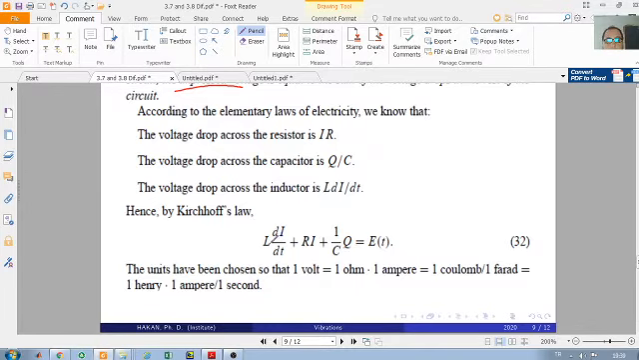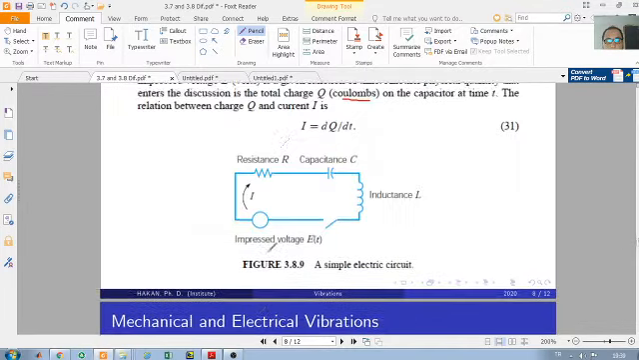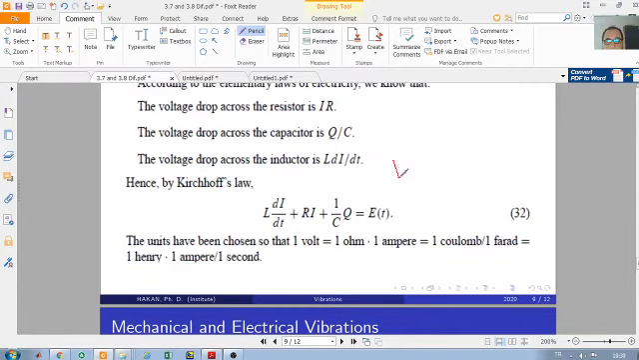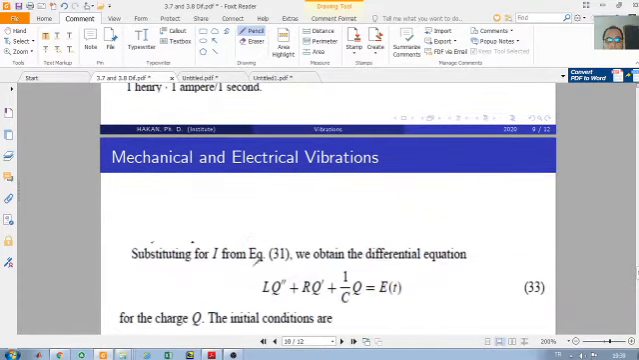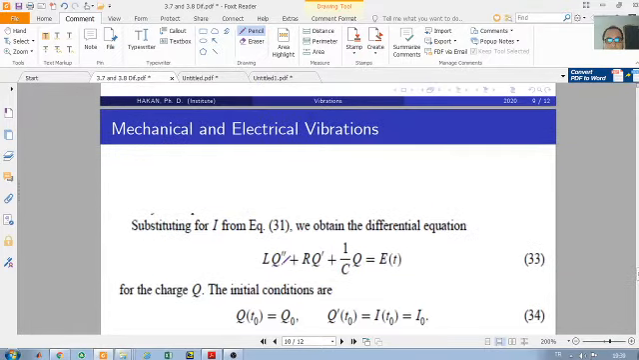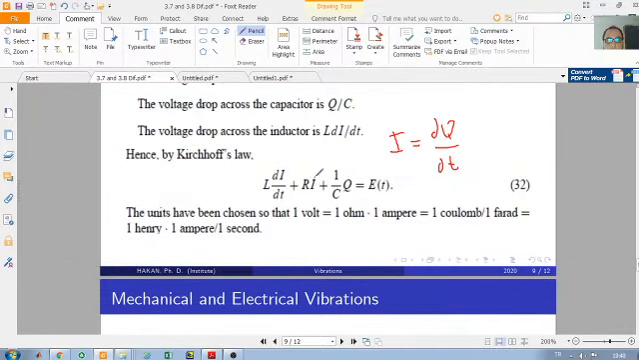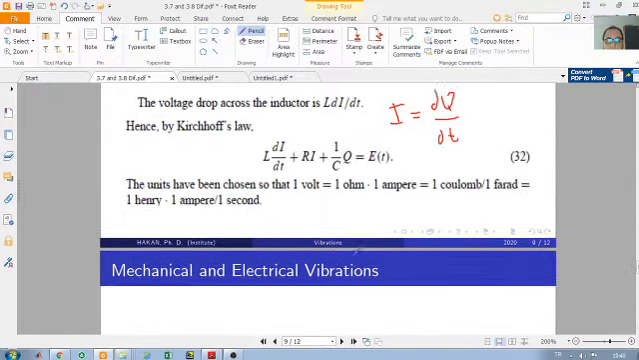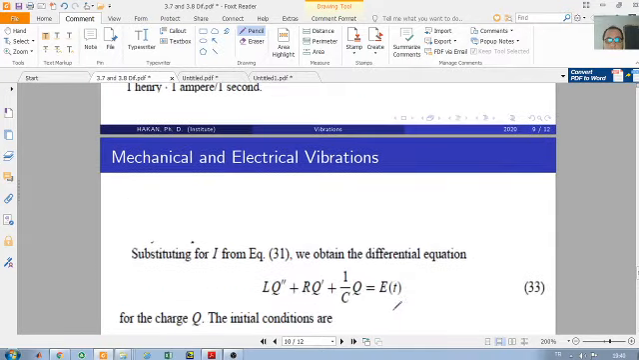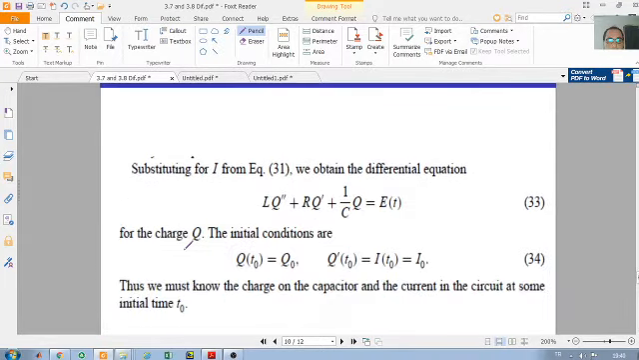Okay, when we add them, we obtain this equation, and we know the current is equal to the derivative of the total charge with respect to time, dq over dt. Therefore, instead of di over dt, we write the second derivative of the total charge, which gives L times q double prime, plus R times the first derivative of the total charge, plus 1 over C times q is equal to E of t for the charge Q.